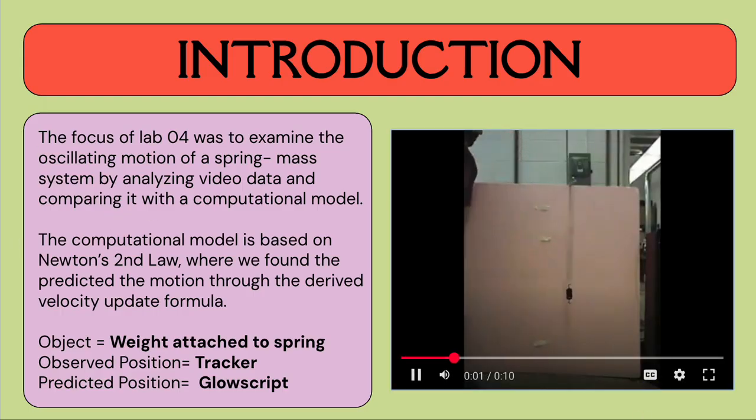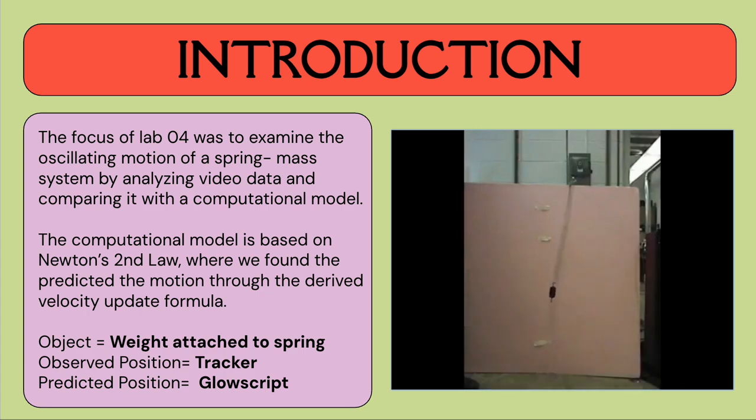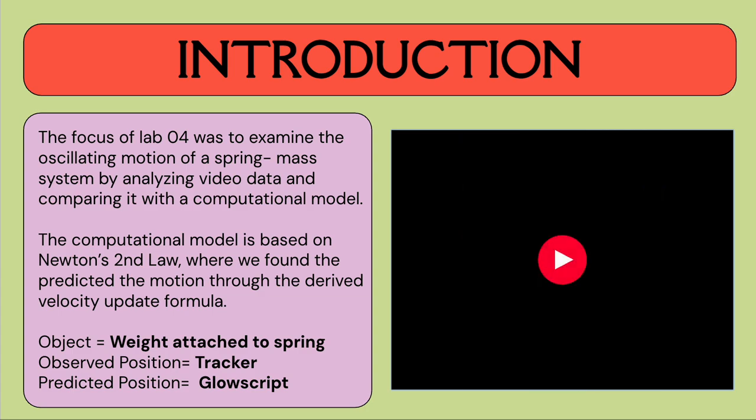The focus of this lab was to examine the oscillating motion of a spring mass system by analyzing the video data on the right and comparing it with a computational model that we would code in GlowScript. The computational model is based off of Newton's second law, where we found the predicted motion through the derived velocity update formula. Our object was the weight attached to the spring. Our observed motion was found through Tracker, and our predicted motion was found through GlowScript.